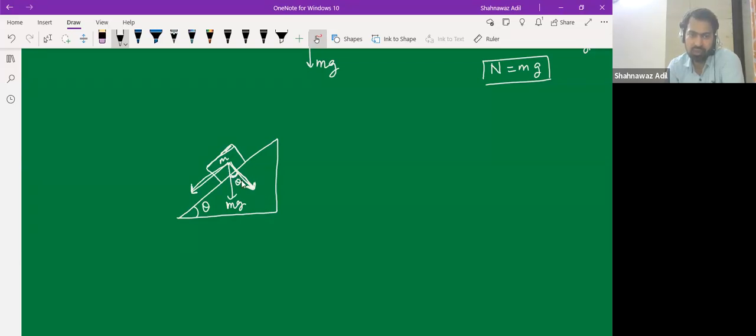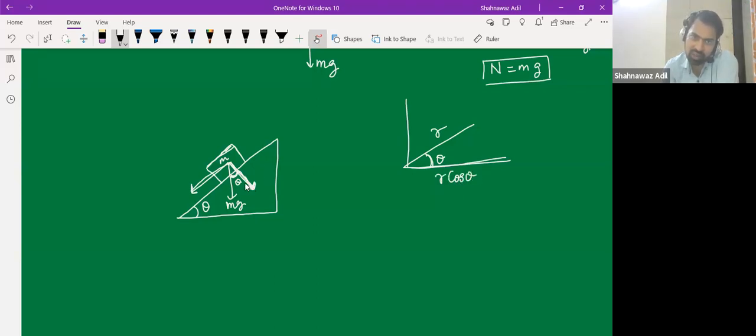Yeah, this was theta. So this component was how much? Let's say this is theta, this is r. Then along the theta, what is this component? So R cos theta, right? So this is the question.